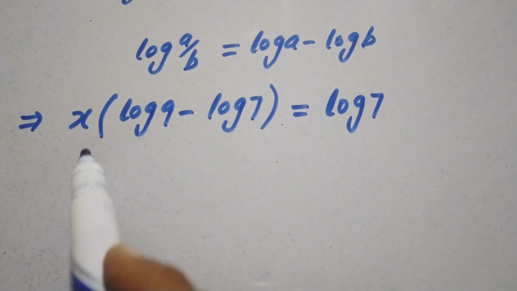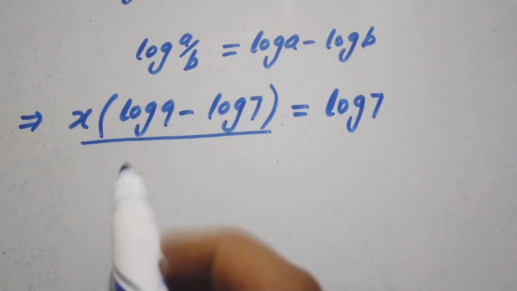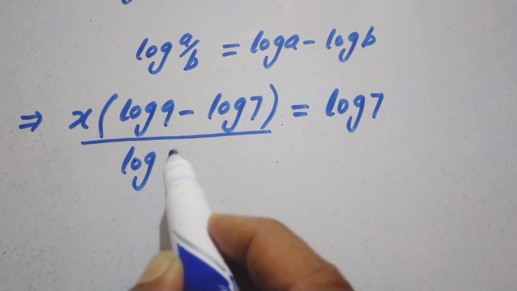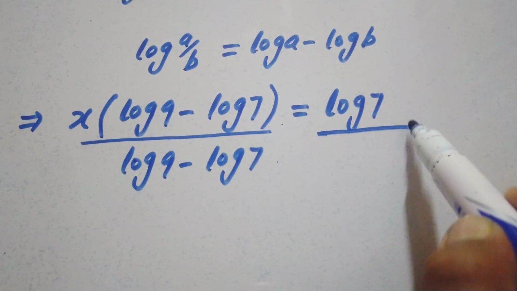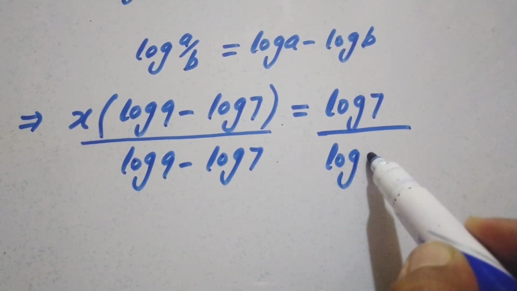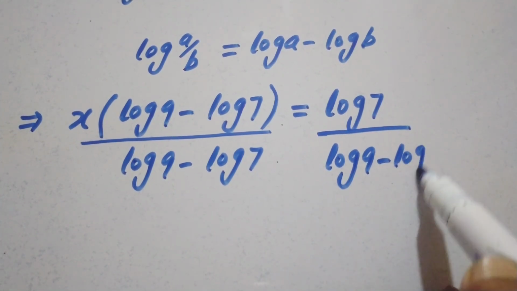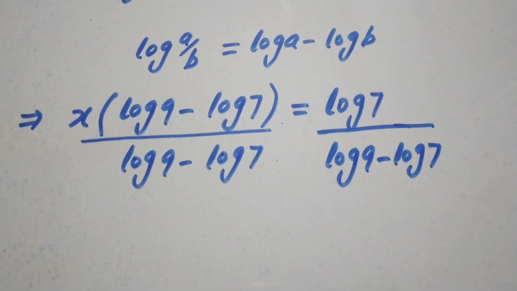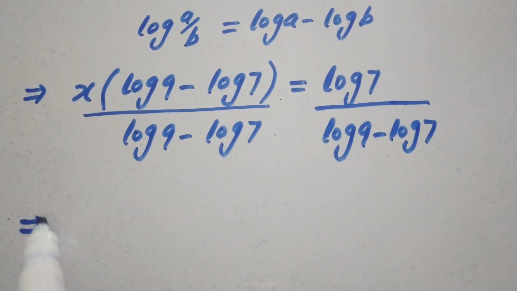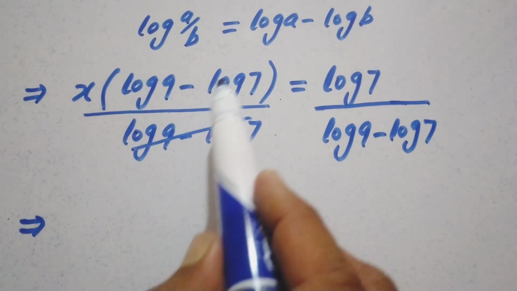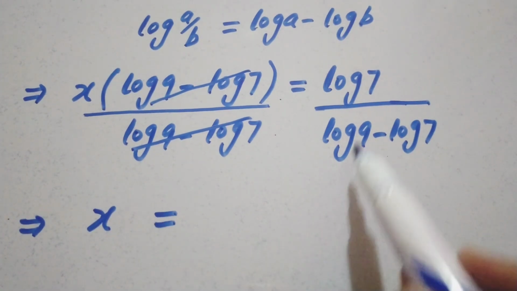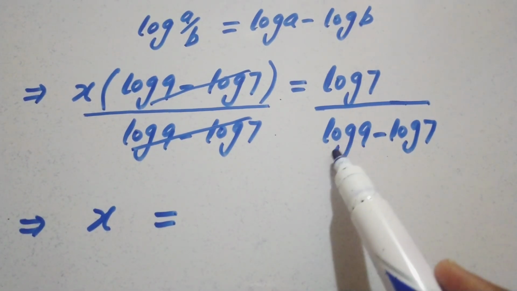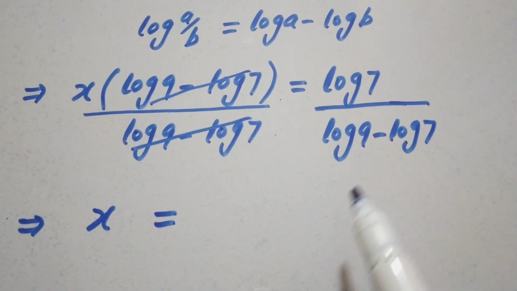Now dividing both sides by log 9 minus log 7. At the left hand side, this denominator and numerator cancel out each other. We are left with x is equal to log of 7 divided by log of 9 minus log of 7.